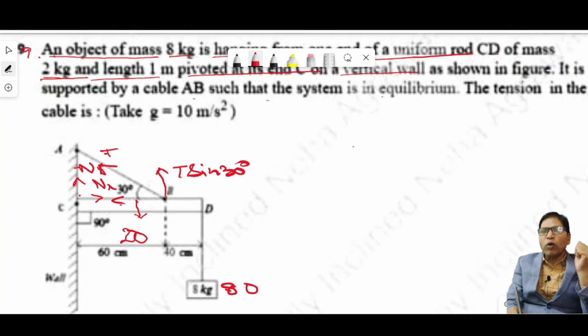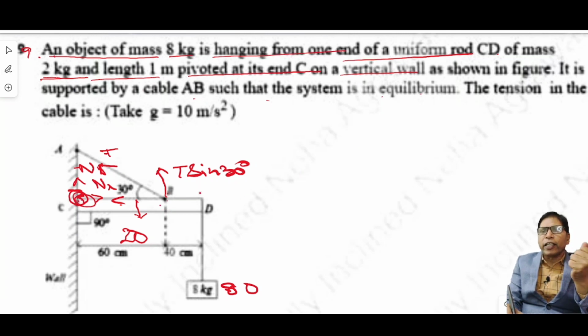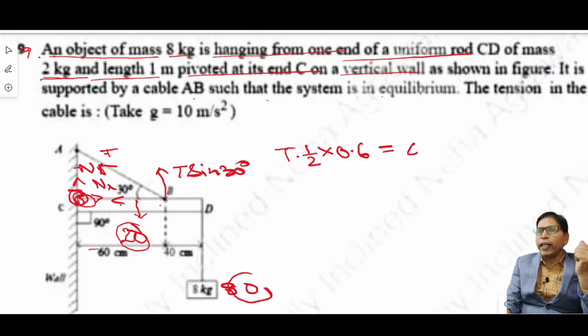Now considering torque at this point. With respect to this point, the torque in the anticlockwise direction is equal to the torque in the clockwise direction. The anticlockwise torque by T equals the clockwise torque by the 20 newton and the 80 newton. The anticlockwise torque is T into half, sin 30 is half, and a distance of 60 centimeter from this C end, so this is 0.6. Now the clockwise torque is 80 into 1, plus 20 into 0.5.